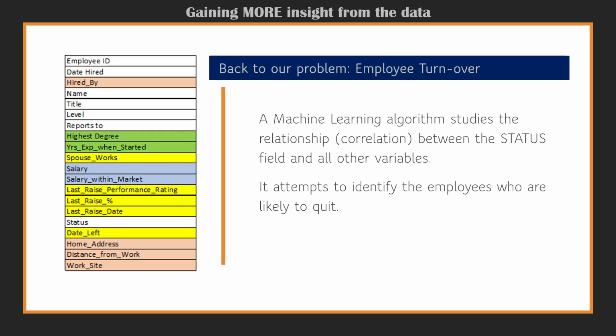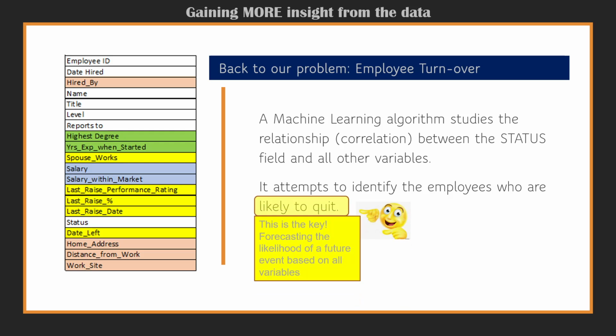So again, why is this important? We earlier talked about the impact to the organization of what happens when people leave. So again, they're trying to counter that, they're trying to stop that. So lots of benefits. Likely to quit is the key here. Look at the second statement again. It attempts to identify the employees who are likely to quit. That really is the key, likely to quit.